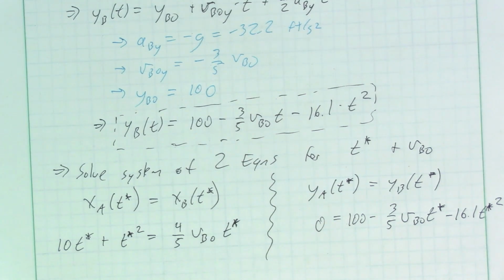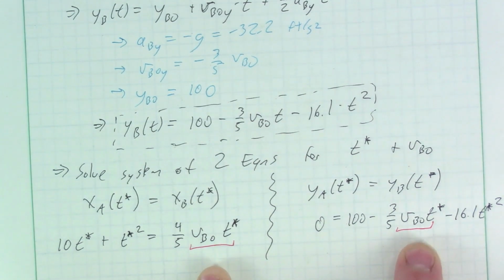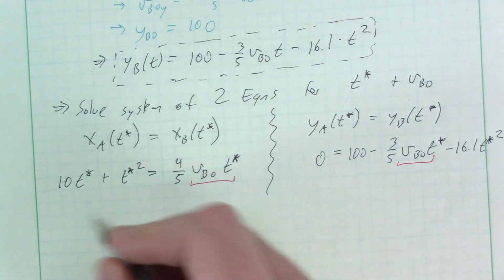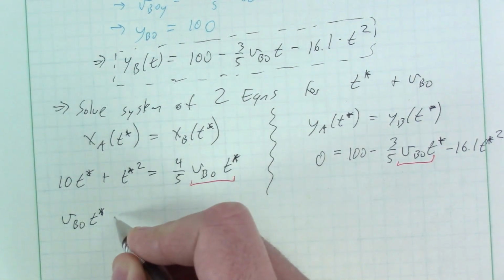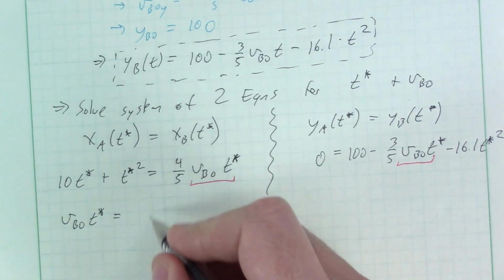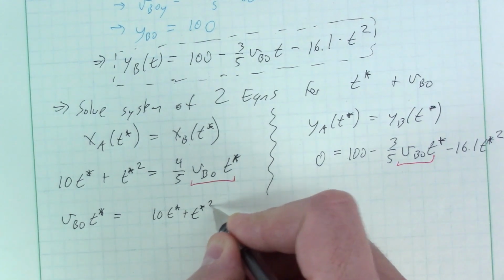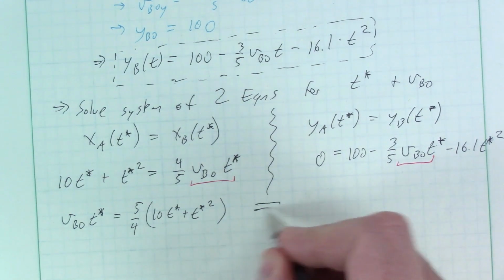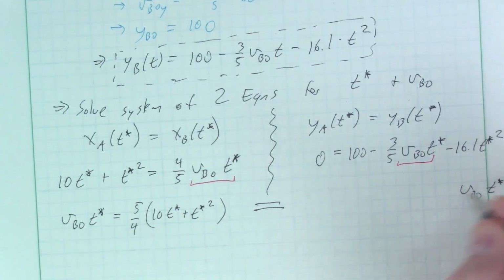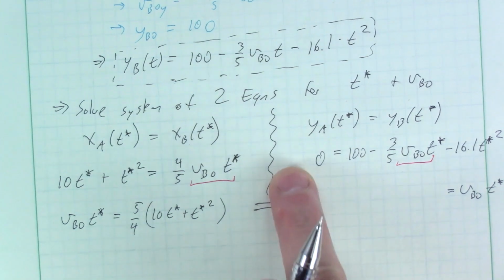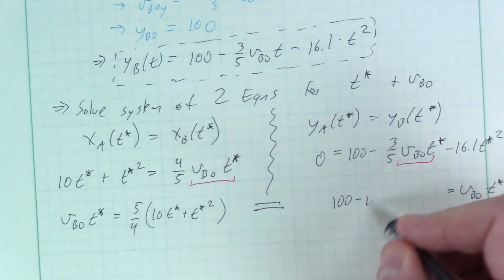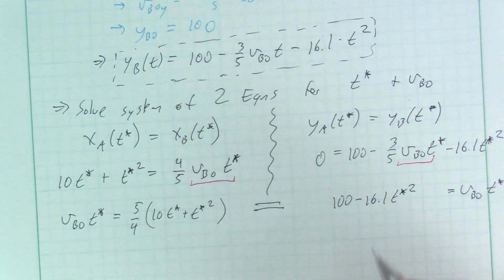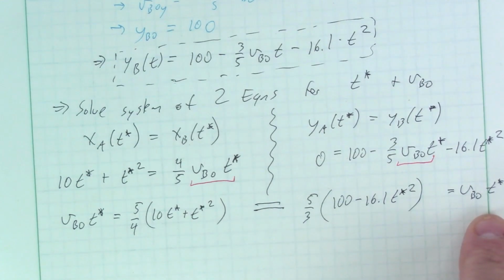Okay, so I think a convenient way to go about solving this is, if you look, the only place VB naught shows up is when it's multiplied by t star. So I might not go through all the steps here, but we can then write each of these for VB naught t star and solve for that. This is going to be 10 t star plus t star squared 5/4. And then over here, which we can say equals, right? So we're also solving for VB naught t star, so we'll pull that to that side to keep everything else over here: 100 minus 16.1 t star squared, and then we'd have to multiply by the 5/3 to isolate VB naught t star.